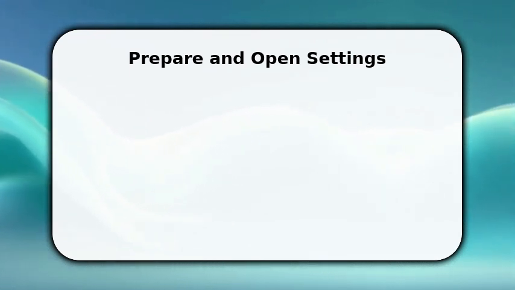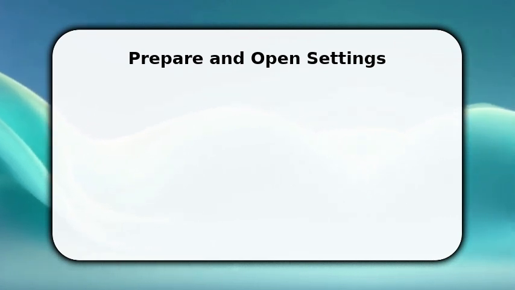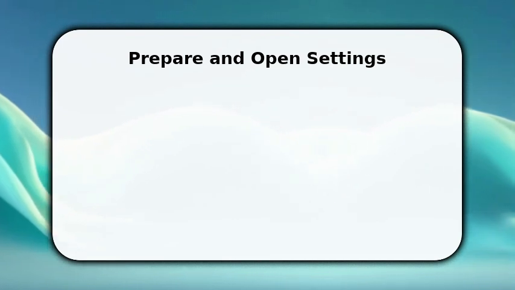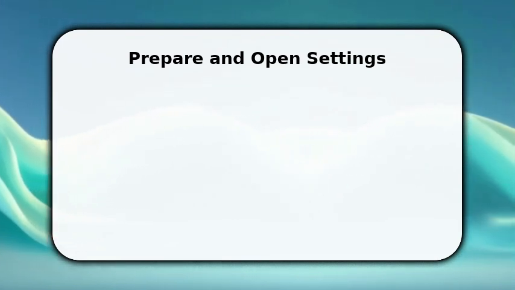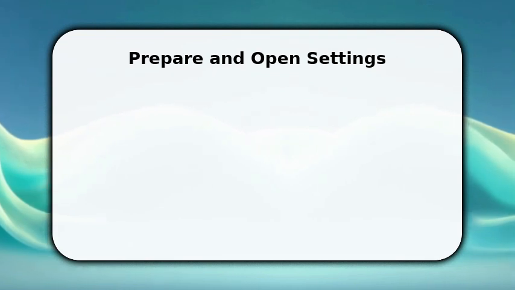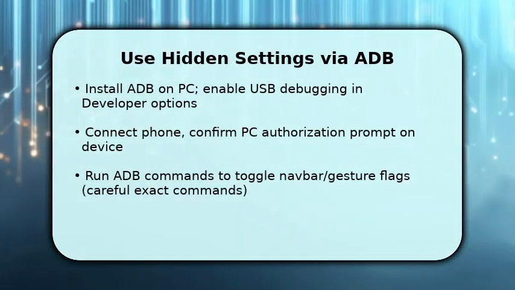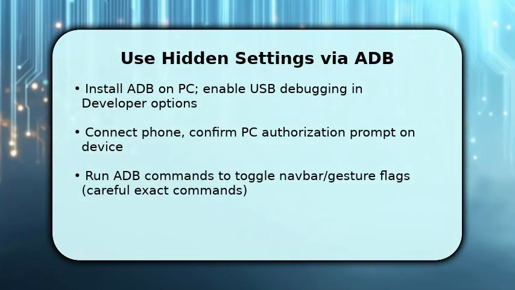Now open Settings and go straight to Additional Settings. We'll change system behavior rather than install third-party apps, because MIUI restricts deep navbar edits without ADB or root. You'll now use ADB on your computer to access hidden MIUI flags. This is the only reliable way without root.